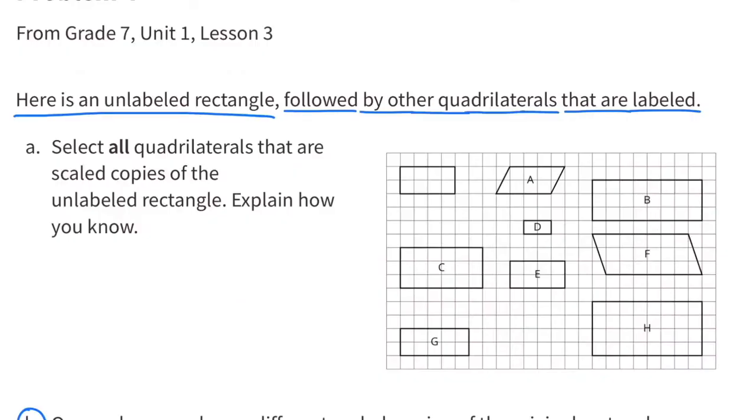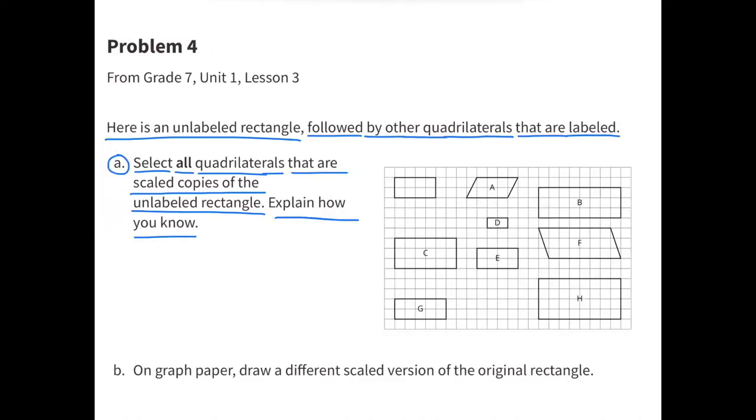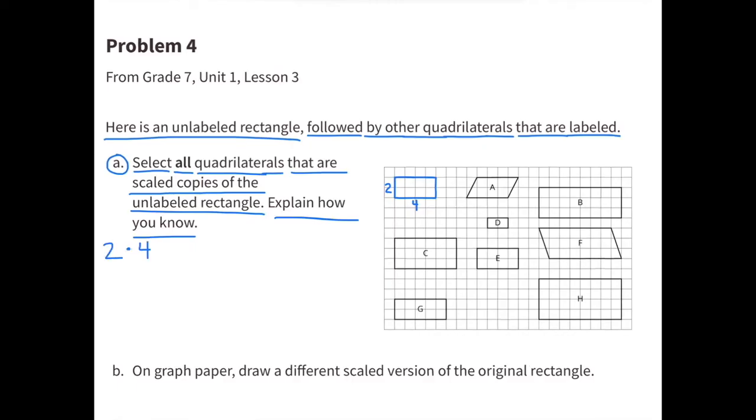Number 4. Here is an unlabeled rectangle followed by other quadrilaterals that are labeled. A. Select all quadrilaterals that are scaled copies of the unlabeled rectangle. Explain how you know. I've drawn out the unlabeled rectangle in blue, and I went ahead and labeled its dimensions. It's 4 units wide and 2 units tall, or it has a base of 4 units and a height of 2 units.